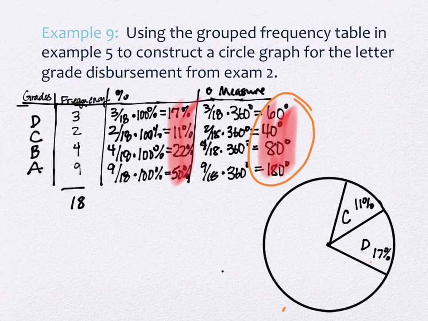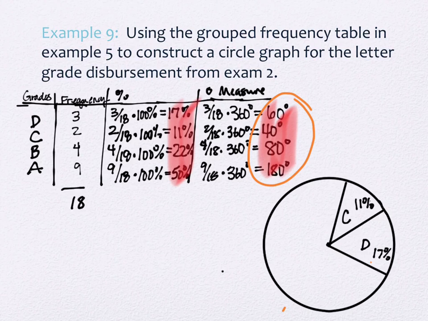So we did D, we did C. Now we're going to do B, going the same direction along the circle. So the B has to go beside the C. This one is an 80-degree mark. Now, we can do that, and that's fine. But do you notice what the A angle should be? 180. 180 is amazing, because 180 is half a circle.